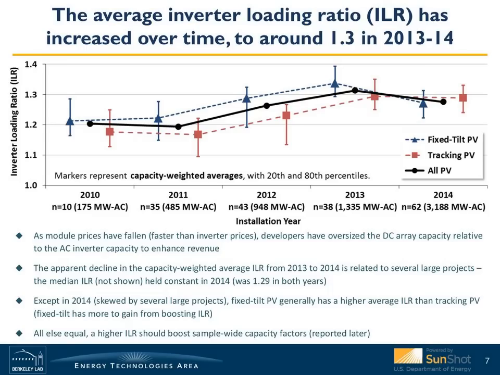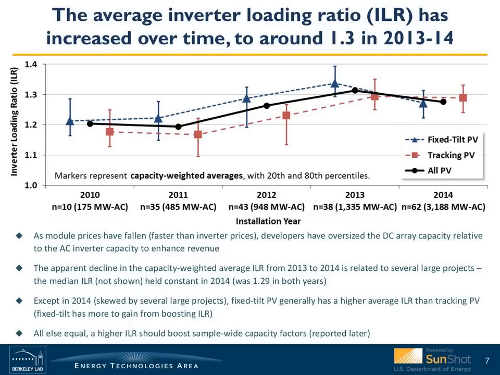We see an increasing upward trend of this inverter loading ratio over the years, from about 1.2 in the early years to 1.3 in 2013. In 2014, we see a slight decline that is in conjunction with our very large projects coming online that have been in development for multiple years and thus may represent more design practices as they were more common a couple of years back. And so that definitely influences our stats here.